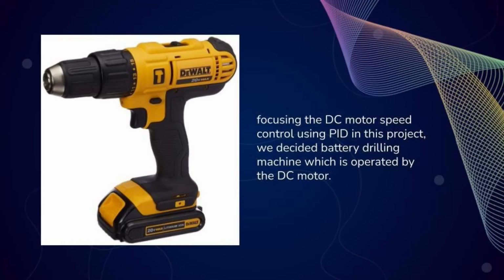For our project, we are focusing on DC motor speed control using PID. We decided on a battery drilling machine which is operated by a DC motor. We chose a series excited DC motor for the battery drilling machine modeled in this project, and then we converted the DC motor into a transfer function based on plant and process in MATLAB. After that, we simulate various DC motor speed controllers using the PID controller.